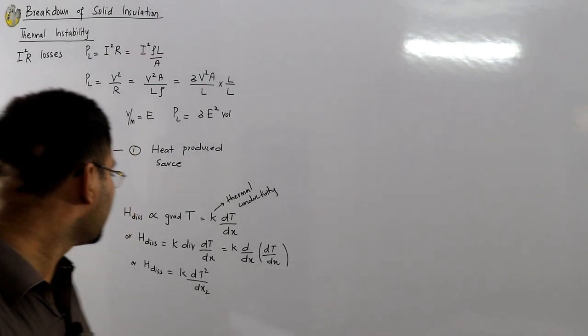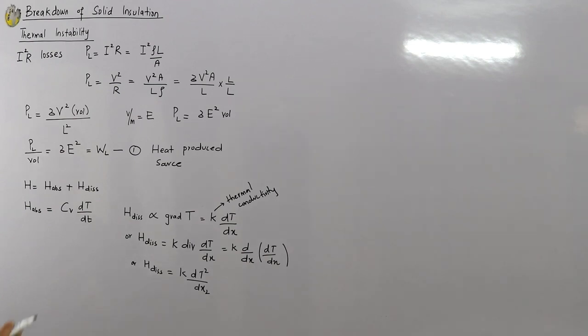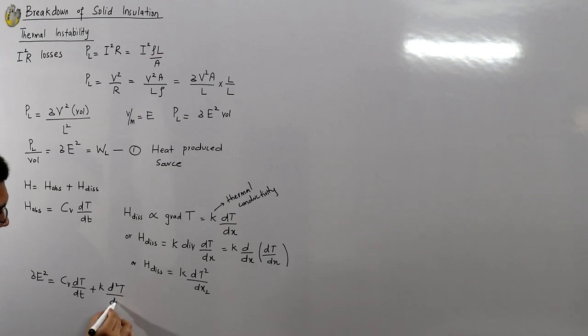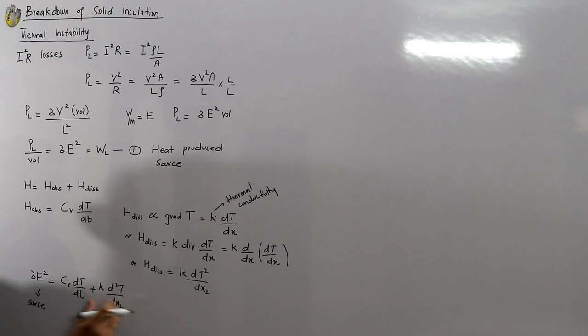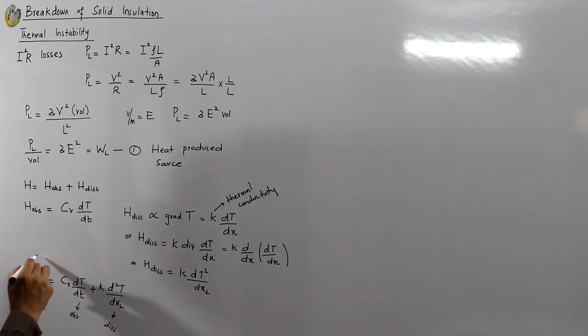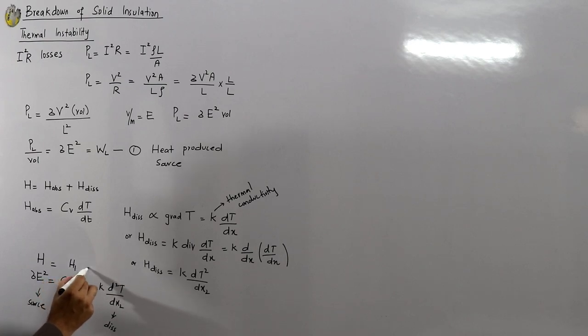So the total heat, you could write it over here. And this should be equal to what? This should be equal to the heat produced, right? So the heat produced is equal to these two components, which means that I would write that sigma E squared is equal to Cv dT upon dt plus K times d squared T upon dx squared. Is that fine till here? It is. So this is the source, that is the heat being produced, and it is now being divided into two components, the one being absorbed, the other being dissipated. Let me write this as the total heat H, let me write this as H1, and let me write this as H2. Is that fine till here?